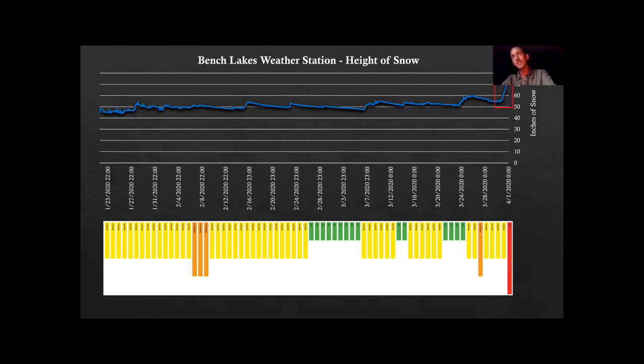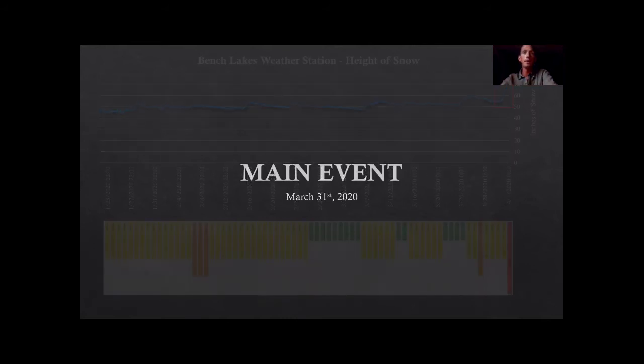And then you can see, looking at the right side of that, that's the big storm that came in before the earthquake and during the earthquake. So obviously that's a pretty significant increase in snow. And that leads us to talk about the main event.